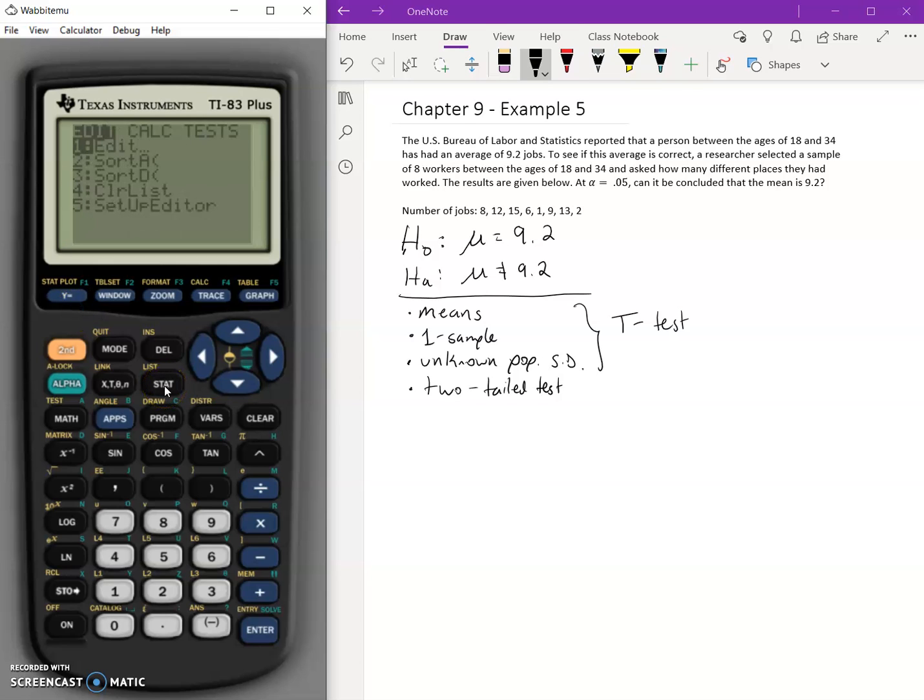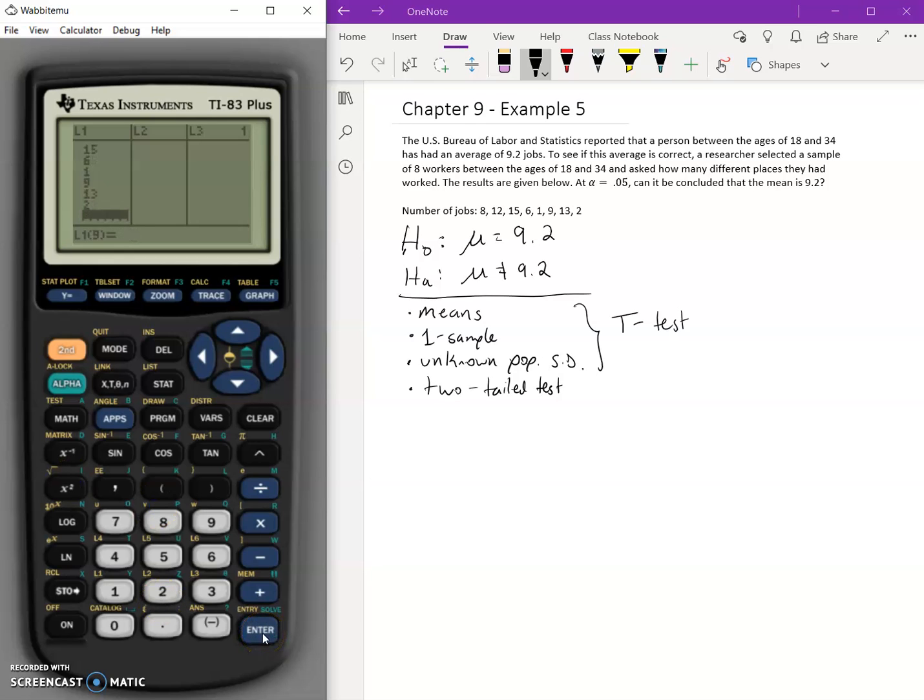So if we press the stat button again, we now want to go to edit. We have things in our list. We can go up top and clear it by pressing the clear button, then press enter. That goes away. And now we can enter our data: 8, 12, 15, 6, 1, 9, 13, and 2.